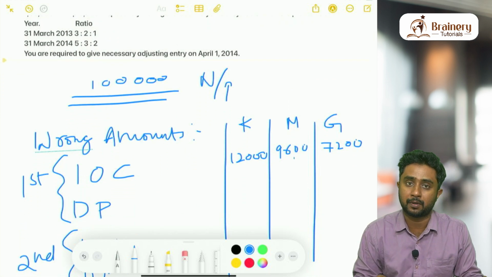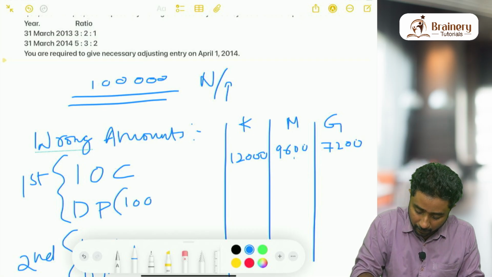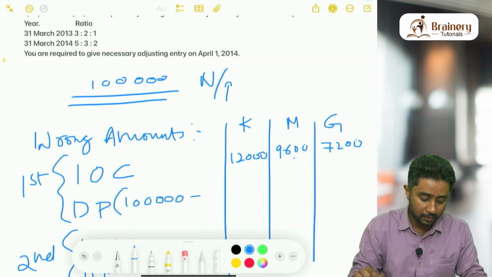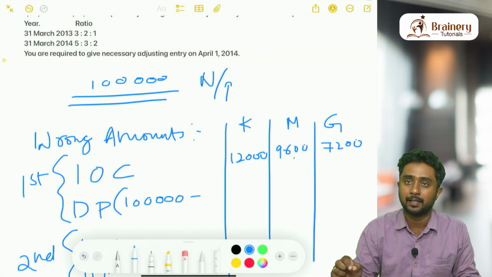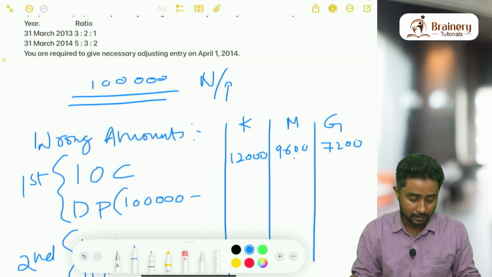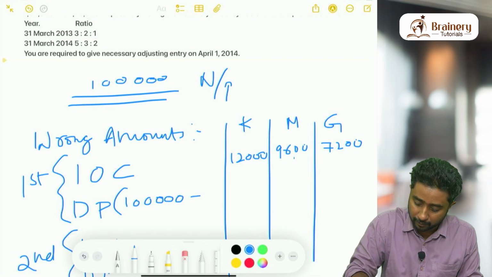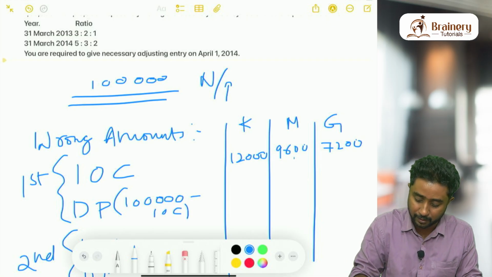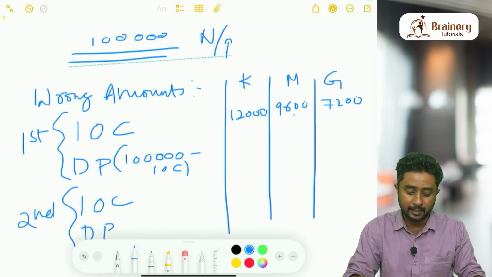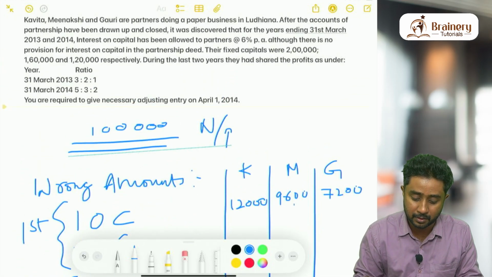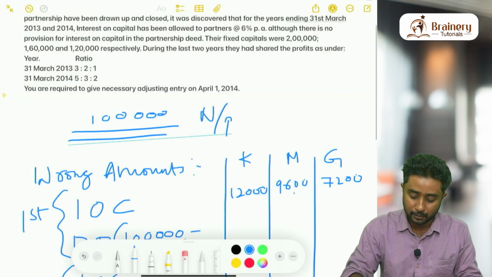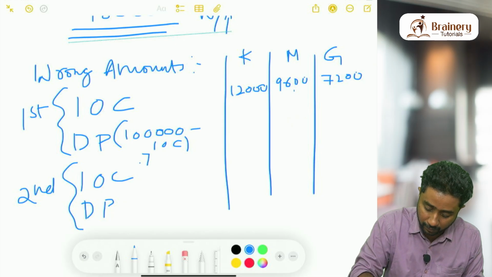How to calculate the divisible profit for the first year? From 1 lakh we have to remove all the interest on capital. All the interest on capital means 12,000, 9,600 and 7,200. So we will remove all these one by one. When you remove all these three values, all the interest on capital, you will get 71,200. This 71,200 in the first year they have divided in the ratio of 3:2:1.